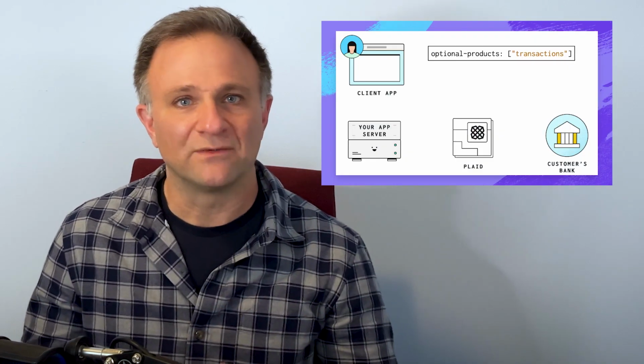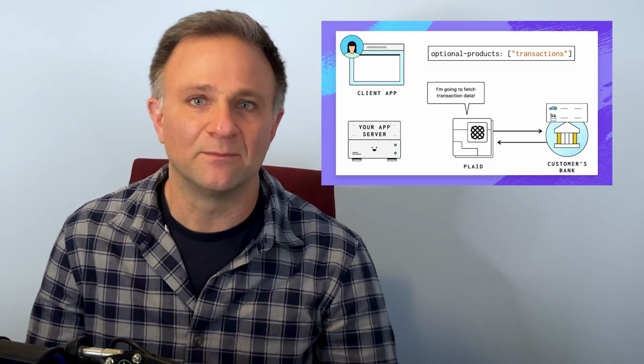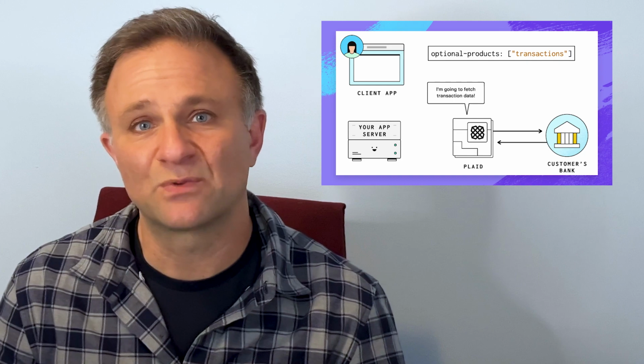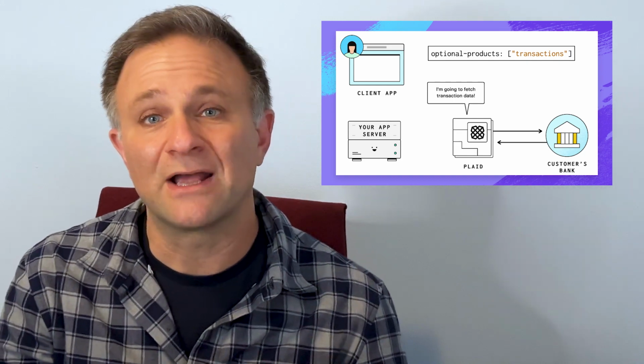So Plaid will go out and start fetching data for these products if it's available. This also means that, with the exception of auth and identity, you'll get billed for these products when you create the item, whether or not you ever call the endpoint. But hang on, you're saying, what if I don't want to get charged for these optional products? Is there a way to make these optional products more optional?